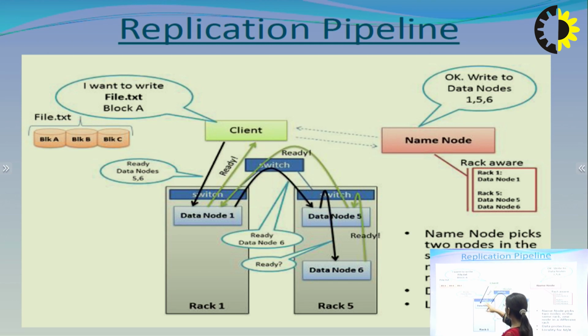The client requests data node 1 and it sends the ready message that I am ready to write the content in block A. Then it also parallelly sends the ready message to rack 5 that contains data node 5 and data node 6, and these send the message: ready data node 6, ready data node 5. So that is how the replication pipeline completes. Here the name node picks 2 nodes in the same rack and 1 node in a different rack. Data protection, locality for MapReduce.